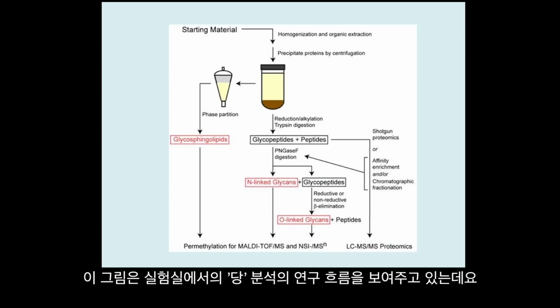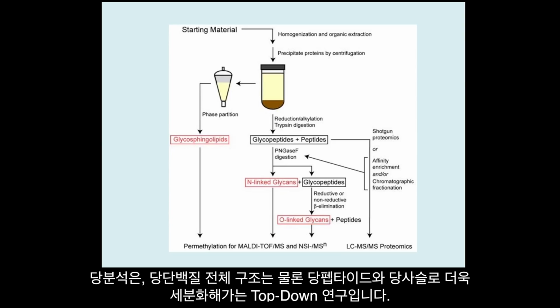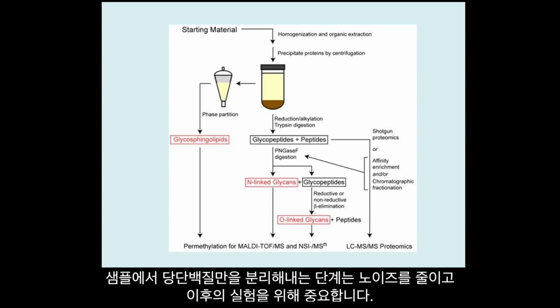This figure depicts the experimental workflow of a typical glycoproteomics study in the laboratory. It is a top-down approach to study glycosylation, from its interconformation with peptide or glycopeptide all the way down to the saccharide composition of the glycan itself. The process starts with sample preparation, where a complex sample mixture has to be purified to extract the sample protein. This step is important to reduce the noise in subsequent analysis.